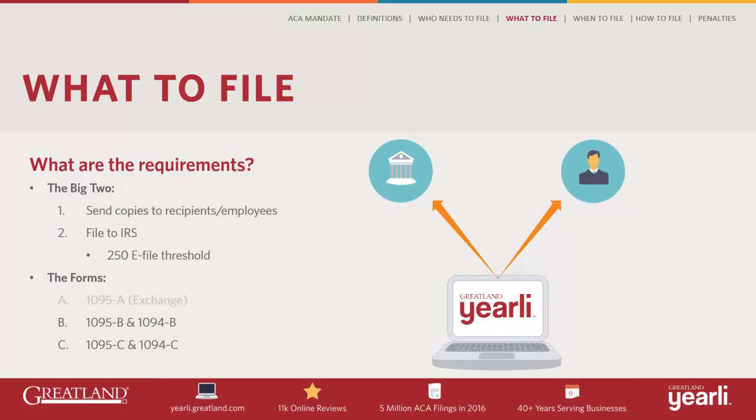Form 1095A is not covered in this video, but this is the form that is filed by the exchange to an individual who purchased coverage on the exchange. Form 1095B and its corresponding transmittal, Form 1094B, are filed by insurance providers and self-insured employers with less than 50 full-time employees, including full-time equivalent employees. Form 1095C and its corresponding transmittal, Form 1094C, are filed by applicable large employers.